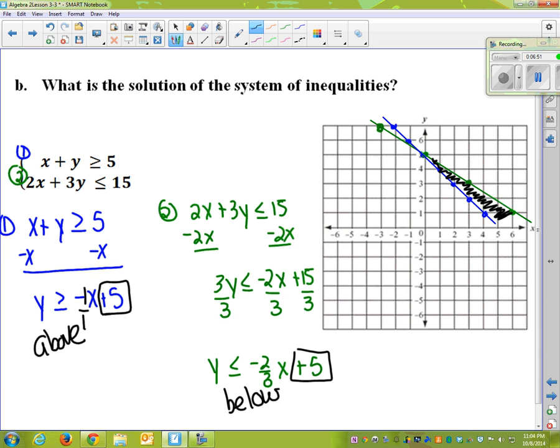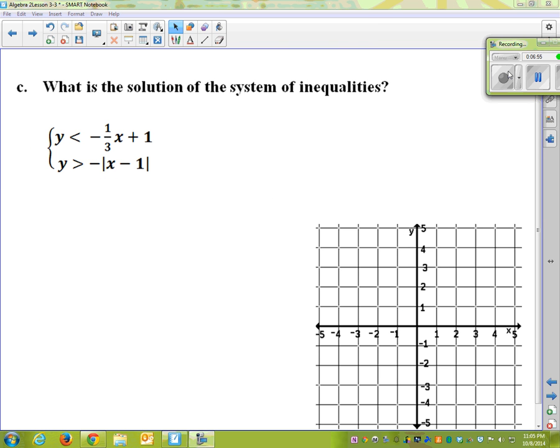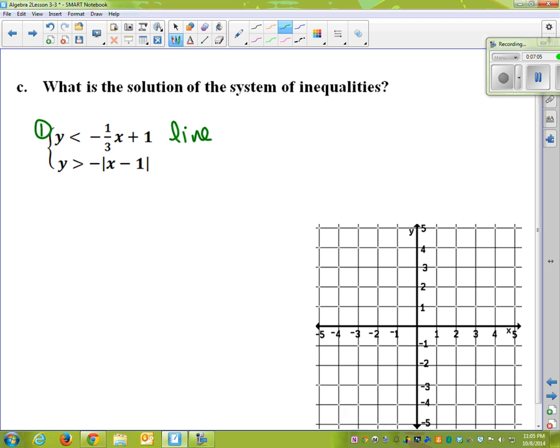Great, let's try graphing some absolute value equations. In this example, I've got the first equation, which is a line, and the second equation, which is an absolute value. And as a reminder, the absolute value forms a V for value, absolute value. So one of my graphs is a line, and the other graph is going to be in the shape of a V.